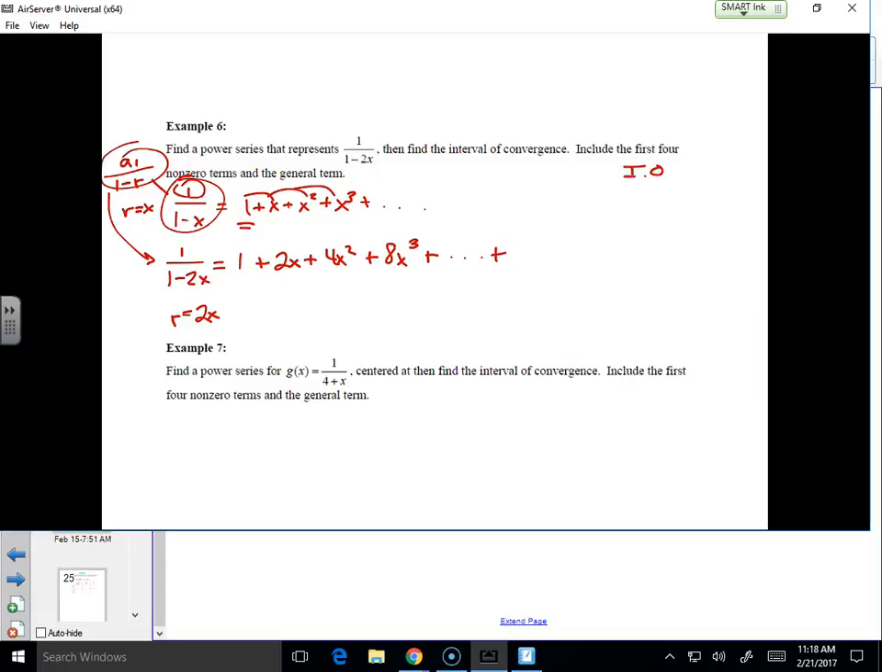Interval of convergence we'll come back to. My nth term would be 2x to the n minus 1. Could that work? 2x to the 1 minus 1 is 2x to the 0, which is 1. 2x to the 1, 2x to the 2, 2x to the 3. Yeah, that works. Plus dot dot dot.